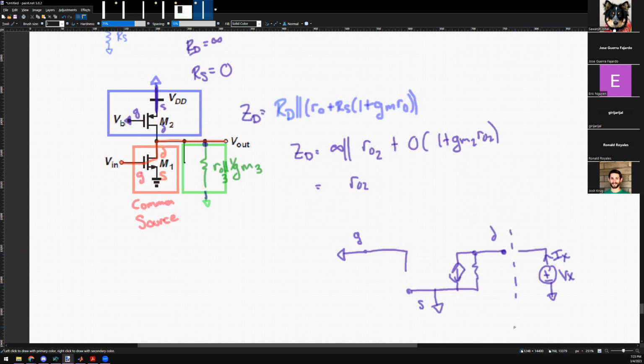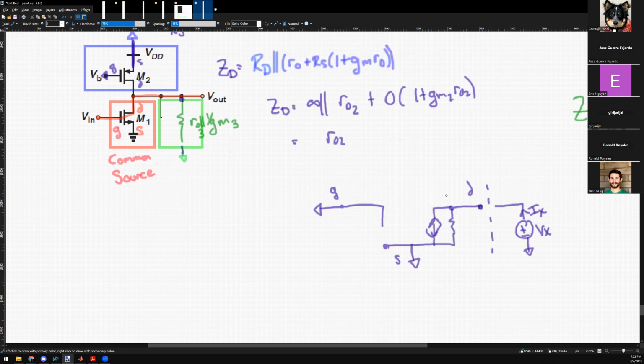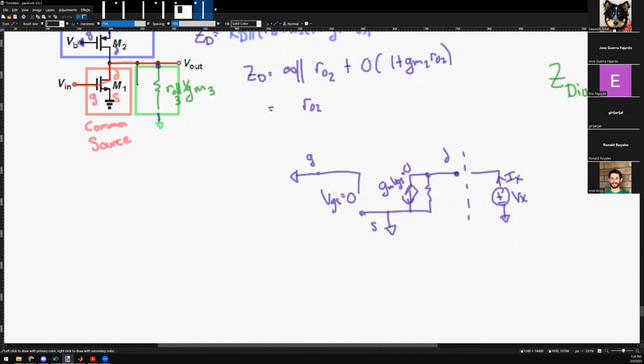Okay. So if I'm trying to find the impedance into this, what is VGS here? If the gate is AC grounded and the source is AC grounded, what's VGS? 0. So if VGS is 0, what does this guy become? It's gm VGS, which is equal to 0. If a current is 0, what component does it look like? Open circuit. Open circuit, correct?